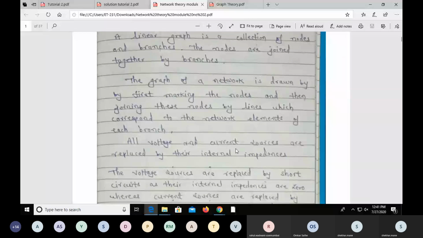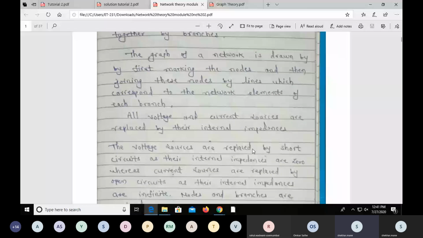first marking the nodes and then joining these nodes by the lines which correspond to network elements of each branch. All voltage and current sources are replaced by their internal resistances. Means voltage source is replaced by short circuit as their internal impedances are zero, whereas current sources are replaced by the open circuits as their internal impedances are infinite.